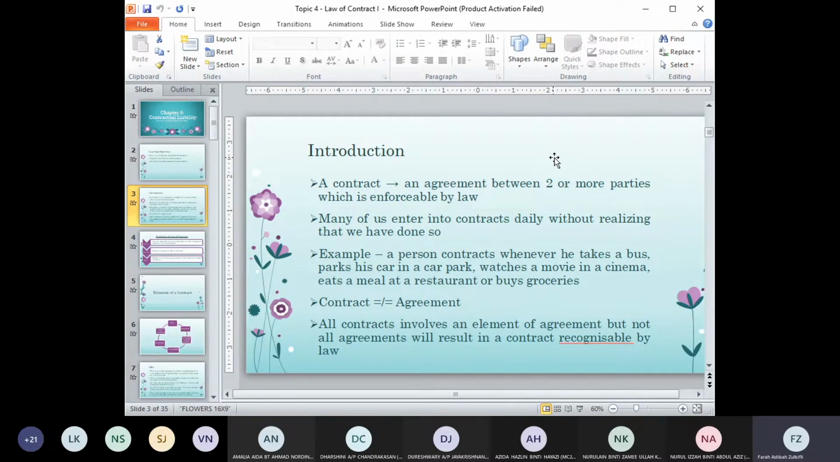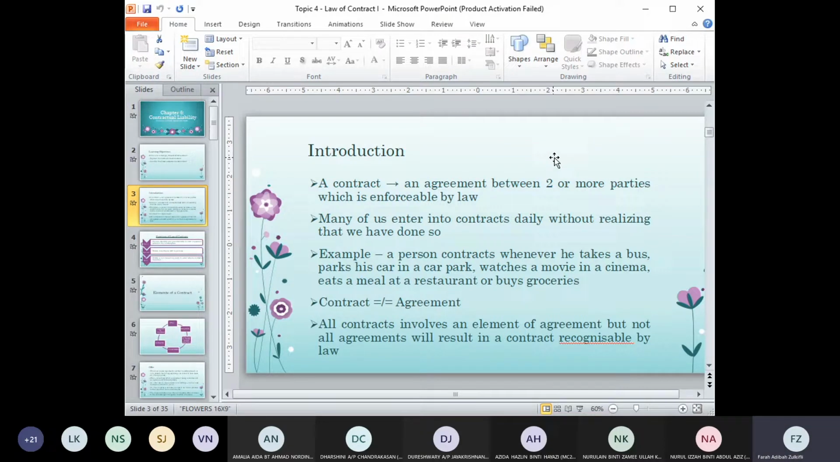So a person creates a contract with another person whenever they take a bus, whenever you park your car in a car park. When you go to the shopping mall, what will you do? You will go through the gate and then you have to take out the ticket. So that is when you create a contract there.